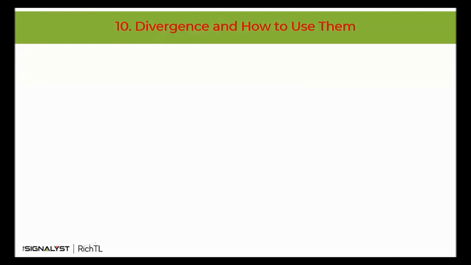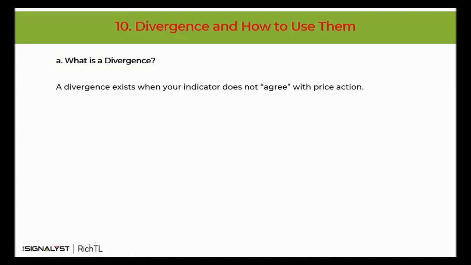Our next tool is going to be divergence. Some traders consider divergence as the holy grail of technical analysis. Others consider it useless, while the truth probably lies somewhere in between. So what is a divergence? A divergence exists when your indicator does not agree with price action.